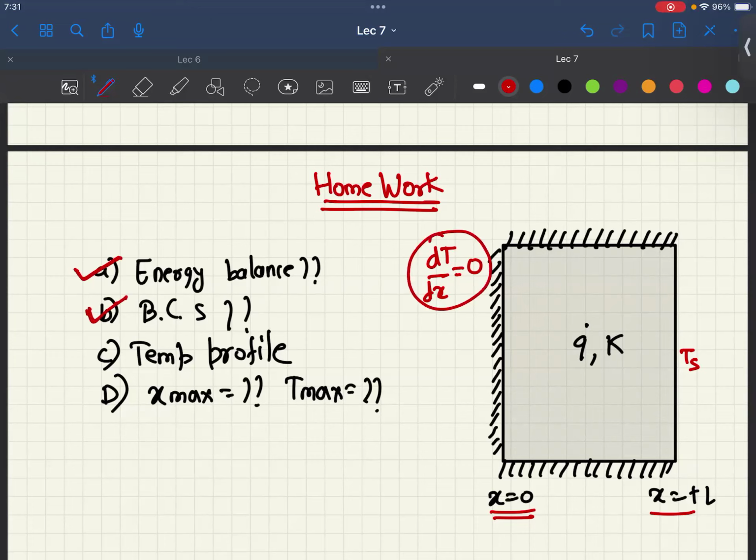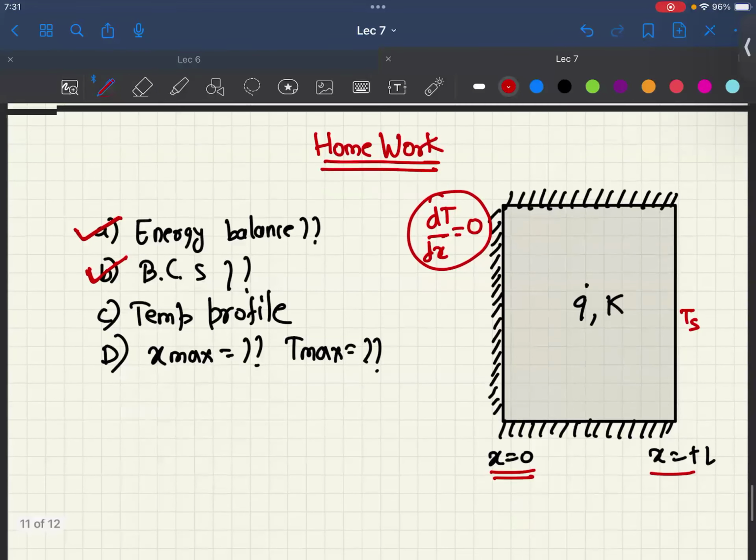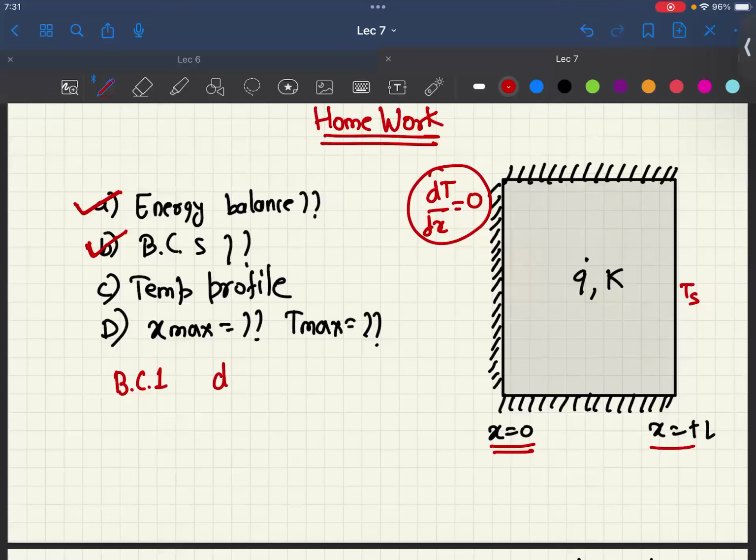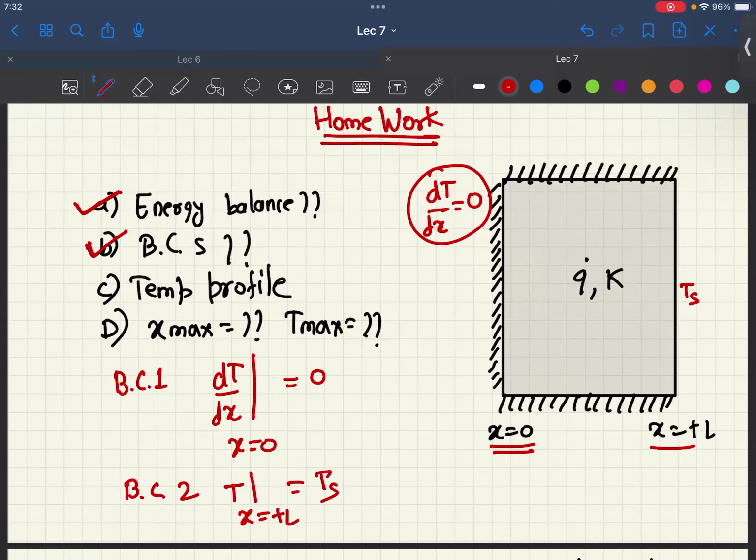Boundary conditions I've already told. So let me write this down in a proper way. Boundary condition 1 is dT by dx at x equal to 0 is equal to 0. What is boundary condition 2? Boundary condition 2 is T, temperature at x equal to plus L, is Ts. Then the second, remember that the volumetric rate of heat generation is non-zero. Then the third question which we asked is, what is the temperature profile? What are the x max and what are the T max?